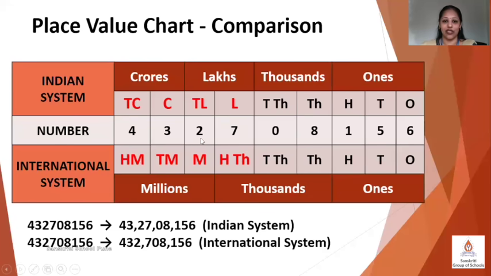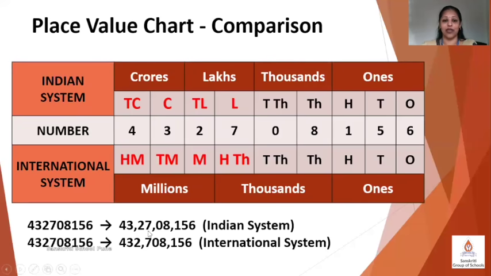If we go to the 7th digit, the 7th digit is in the 10 lakhs place as per the Indian system, whereas it is in the millions place as per the international system. The 8th digit is in the crores place as per the Indian system, and it is in the 10 millions place as per the international number system. The 9th digit is in the 10 crores place as per the Indian system, and it is in the 100 millions place as per the international number system.